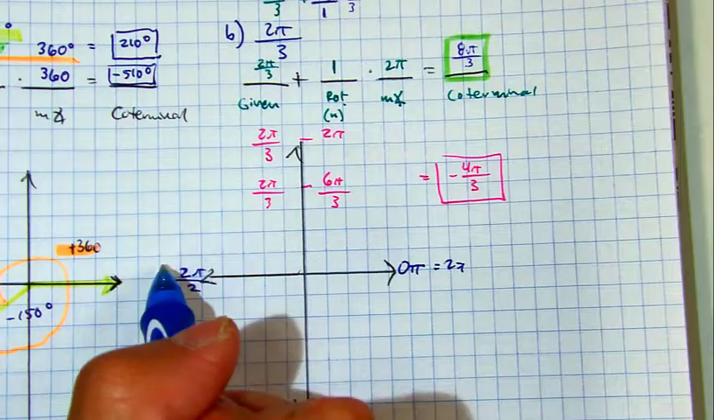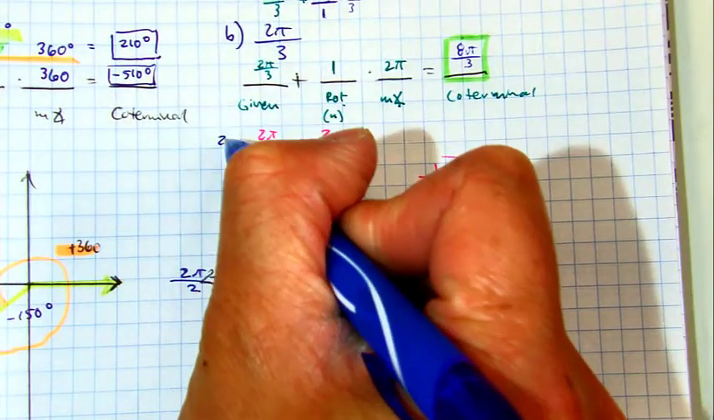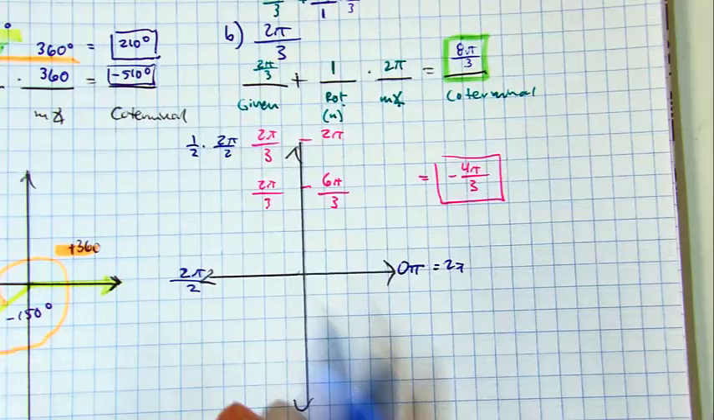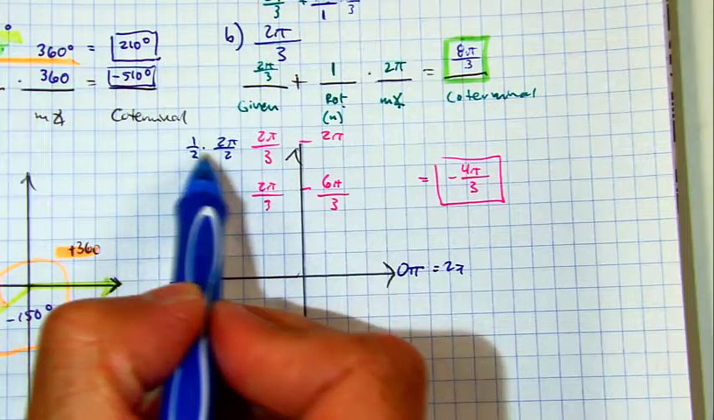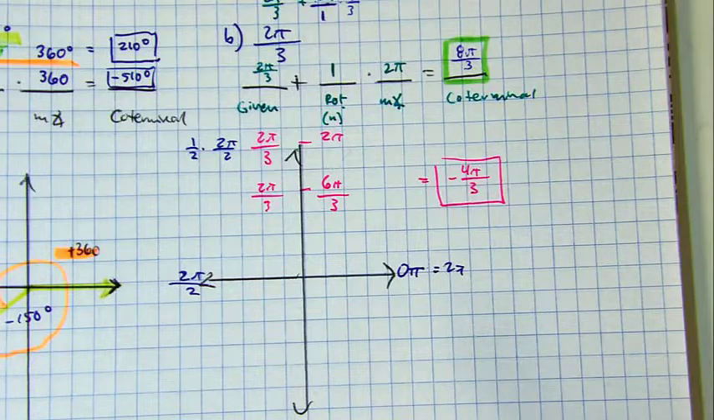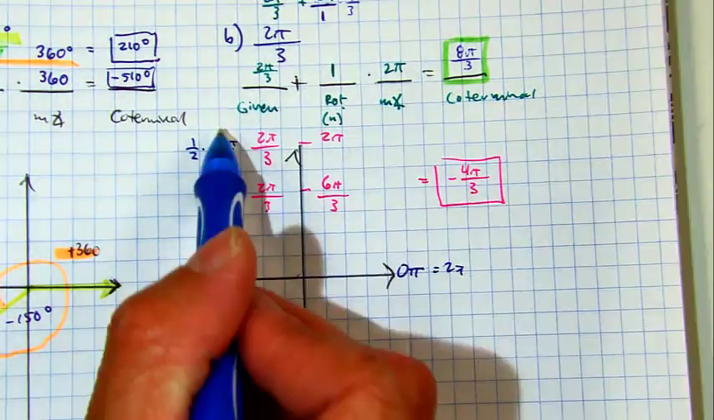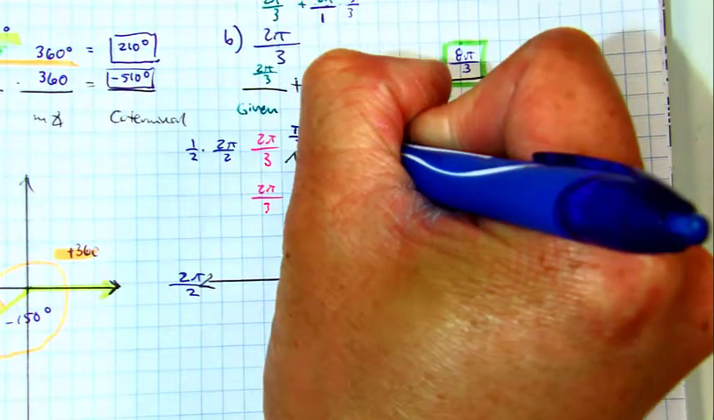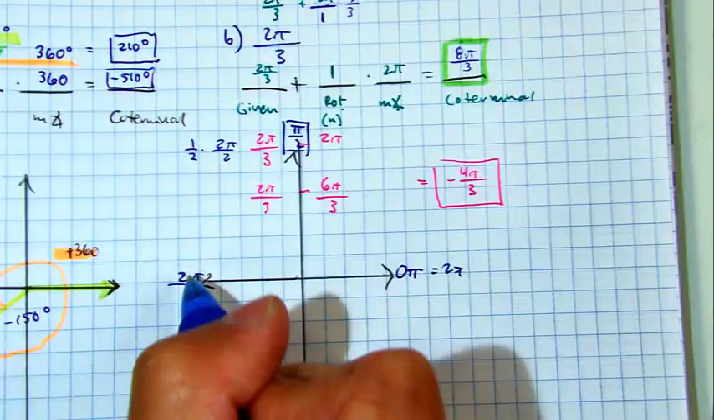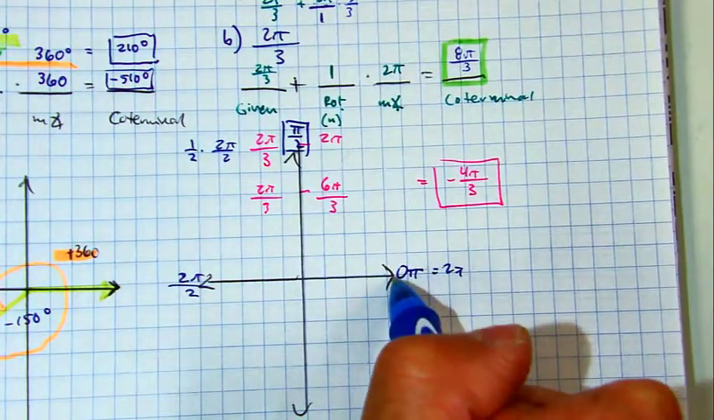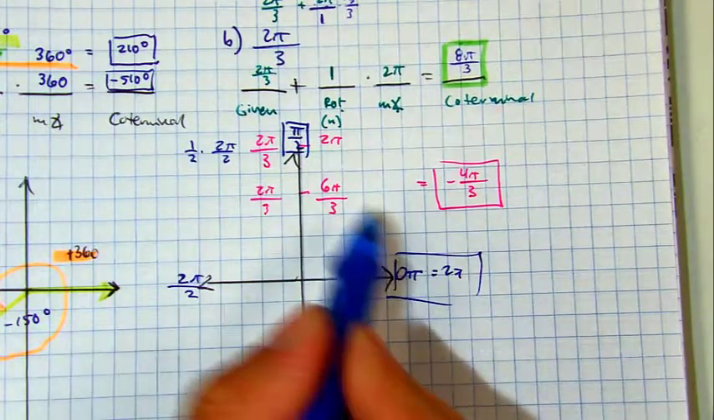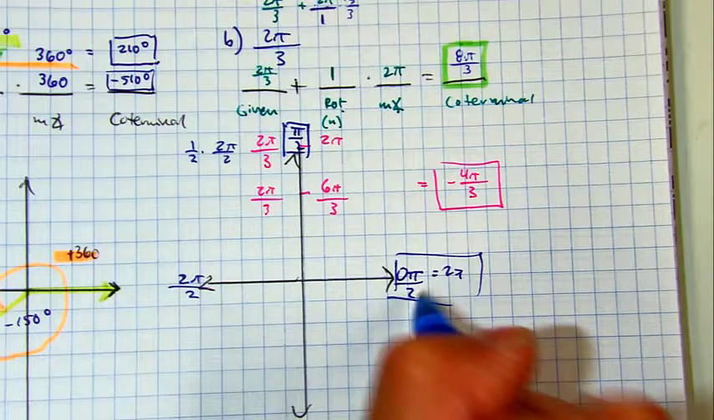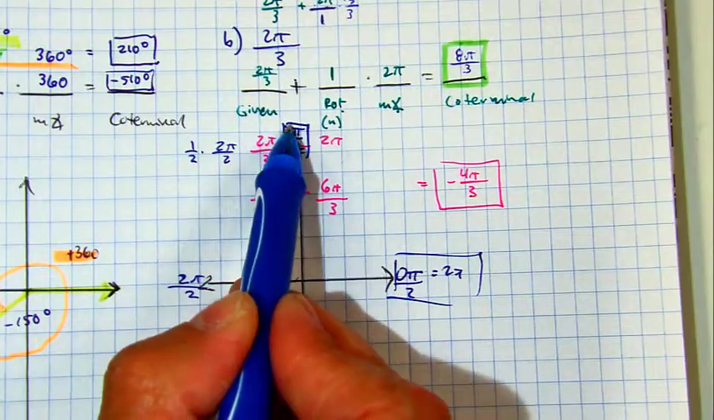If you took half of that, that would be 2 pi over 2 times 1/2. And if you multiply across, what do you get? 2 pi over 4, you cancel your 2's and you get pi over 2. So I have 0 and 2 pi. I have 1 pi over 2, so 0 pi over 2, 1 pi over 2, 2 pi over 2.